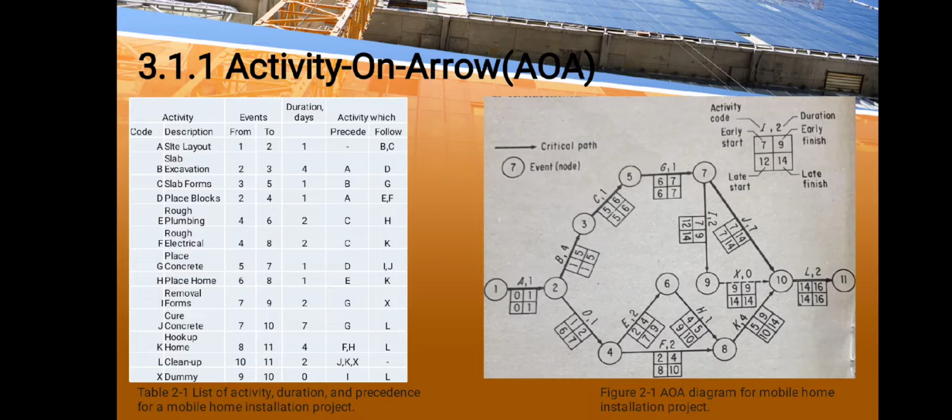Critical activity. This is an activity on the critical path. It has 0 float time. That is, LS minus ES equals 0 and LF minus EF equals 0. Activities A, B, C, G, J, and L are critical activities and make up the critical path for the mobile home installation project shown in figure 2-1.